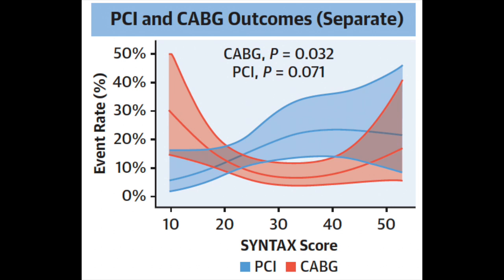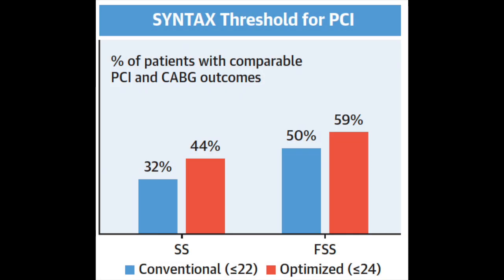We then used some modeling techniques to find the optimal threshold for syntax score, below which PCI is a reasonable alternative to CABG. And we found that it was actually at 24, so less than or equal to 24. It seems small, only 2 points, but using that threshold, you can identify a large proportion of patients for whom PCI is appropriate, or may have similar outcomes.